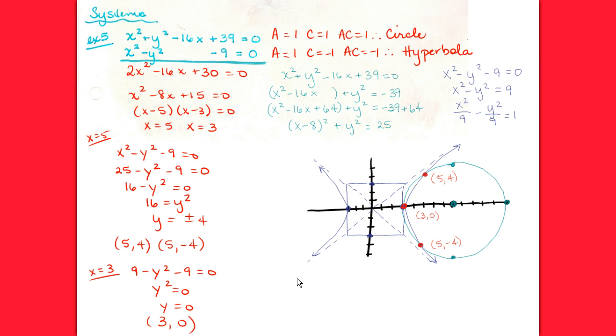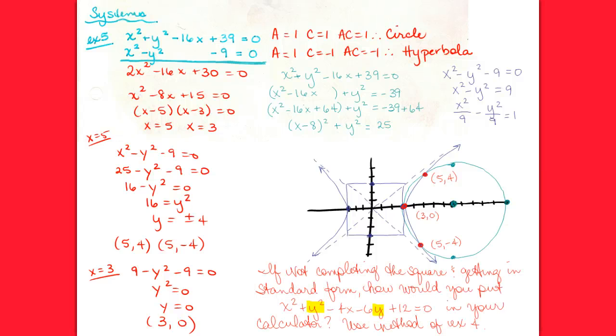So I'm looking for, is it possible that I have solutions of (5, 4), (5, -4), and (3, 0)? So sure enough, (3, 0) was my vertex, and it was one of the endpoints of the diameter here, so that's a definite. And it looks very logical that (5, 4) could be a point of tangency for that hyperbola along the circle, and (5, -4) the same thing. So graphically, what I got backs up what I found algebraically.